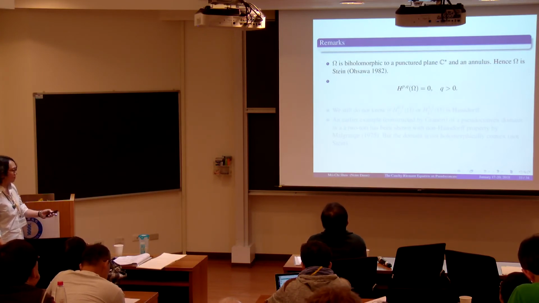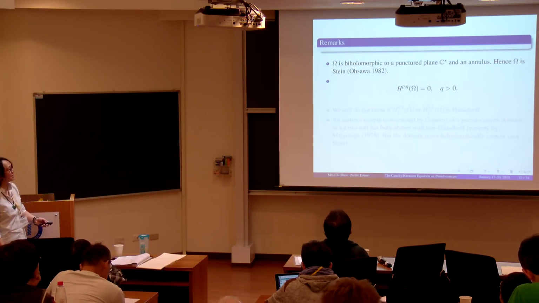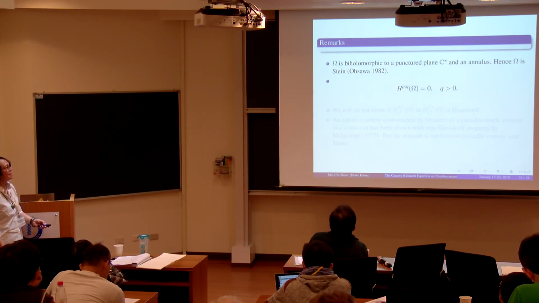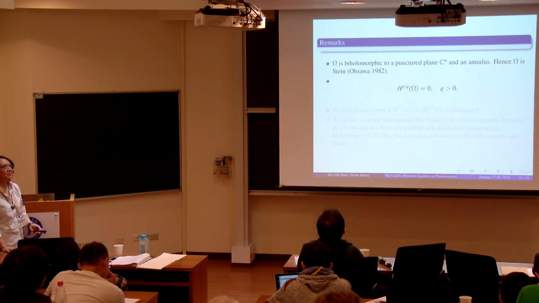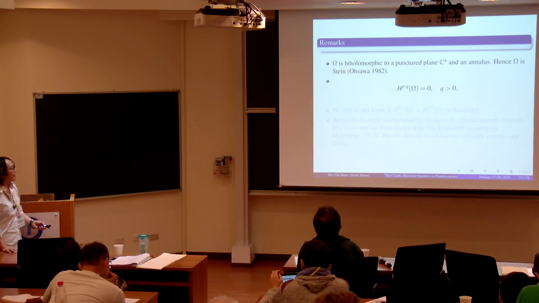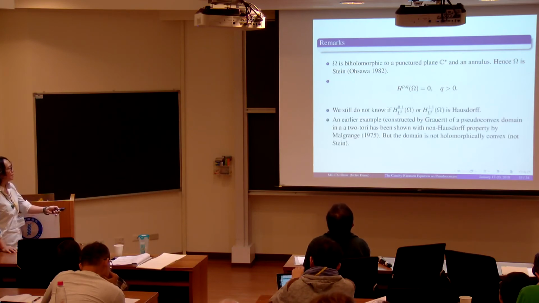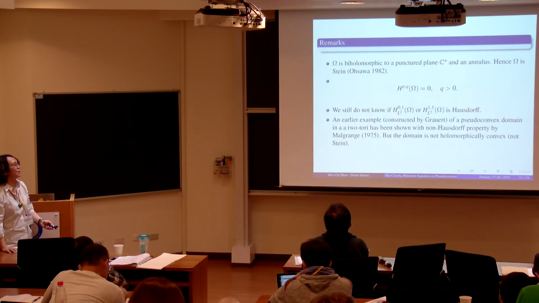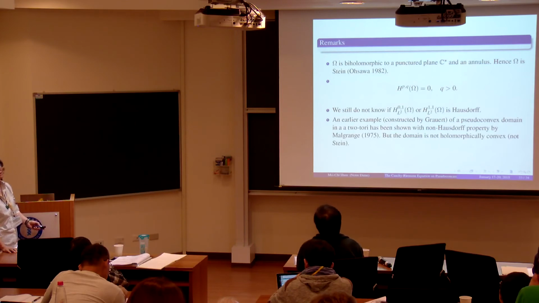He showed that this domain is biholomorphic to a punctured plane and an annulus. Hence, it is Stein. And all the Dolbeault cohomology vanish. And we showed that the (2,1) L2 Dolbeault cohomology is non-Hausdorff, but the others we don't know.